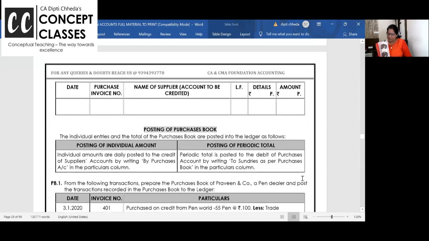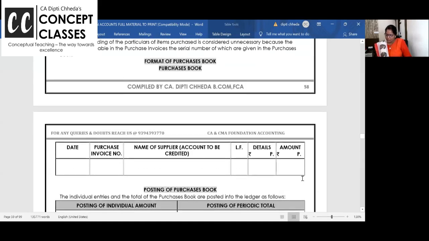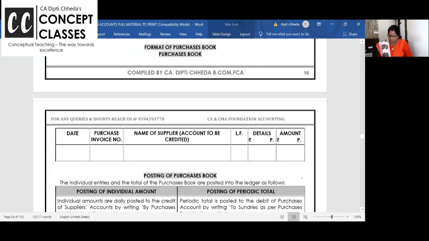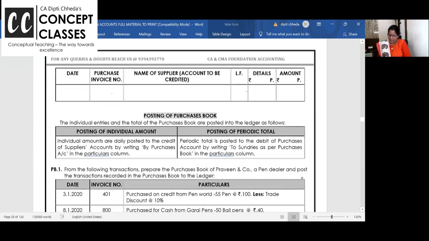Yeah, check with me. So how will you make the purchase book? Date, purchase invoice number, name of the supplier. Why the name of the supplier? Only credit purchase will be recorded. Ledger folio, from here posting will be done directly from the purchase book. Right.